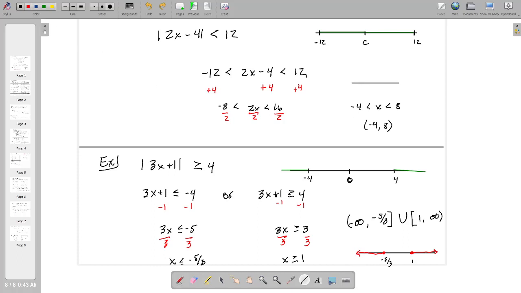Similarly up here, if we wanted to graph, we would have negative 4 to 8. And we have either parentheses or open circles because we do not include the endpoints for this particular interval.